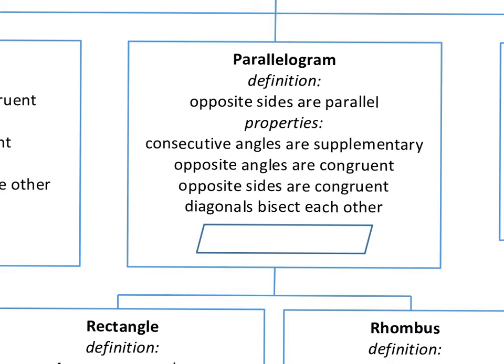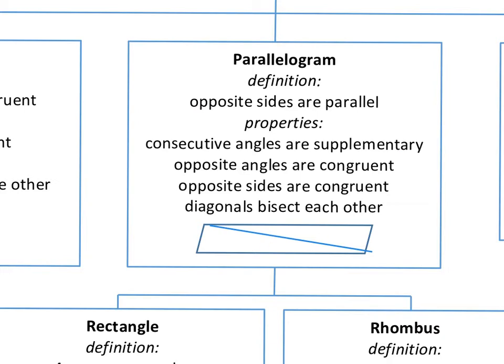A third property of parallelograms is that opposite sides are congruent. And to see that, it helps to have one diagonal drawn. So I'm going to go ahead and introduce a diagonal into this diagram. I'm going to draw one that goes from here to there. And that diagonal breaks this parallelogram into two congruent triangles.